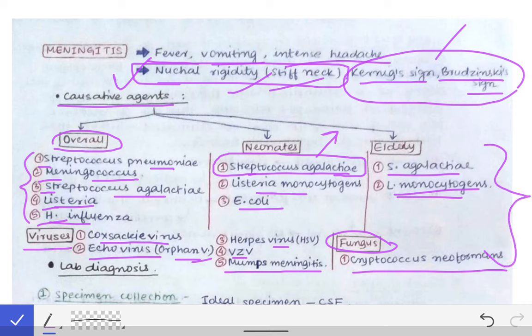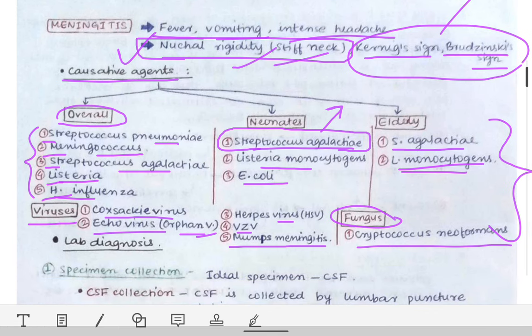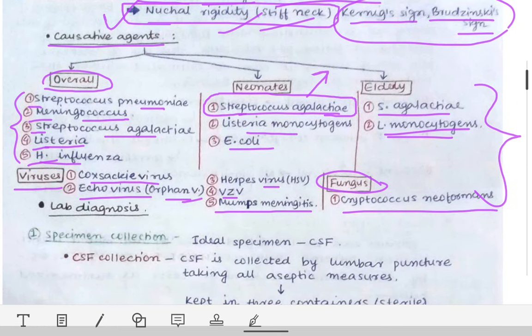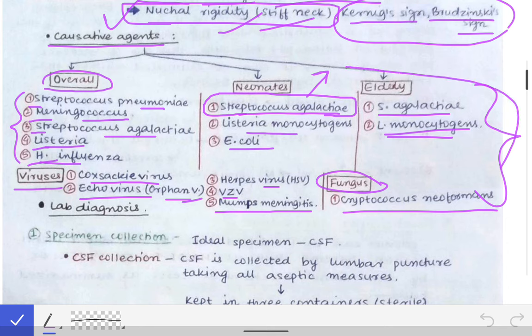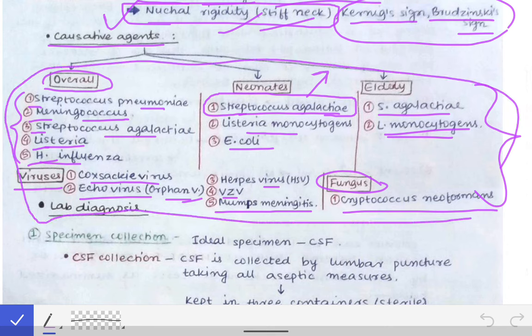This is sometimes asked as a short note question and carries about 4 to 5 marks also. So this information is very important from the exam point of view.